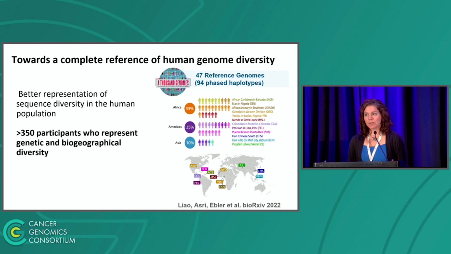So in doing this, we're in our year 3, so we've put a tremendous amount of effort. We recently released about 47 of our reference genomes, or 94 of these phased haplotypes. Here I'm just breaking down the individuals that were part of that release. And our goal, like I said before, is to represent genetic diversity as well as biogeographical diversity.